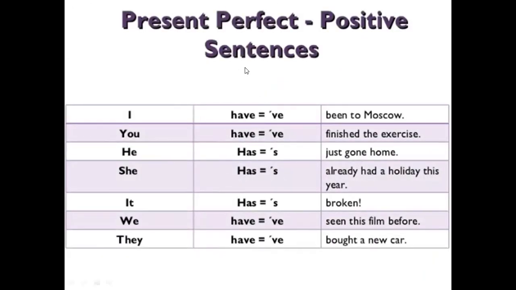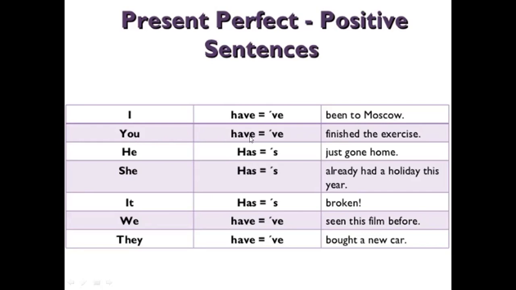Now, present perfect positive sentences. So how can we make a sentence in a positive form? So again, the formula here is the subject, the pronoun, and then we have have or has, or a contracted form, and then the rest of the sentence. So I, subject, have, or I have been, the past participle. I have been, past participle, to Moscow.